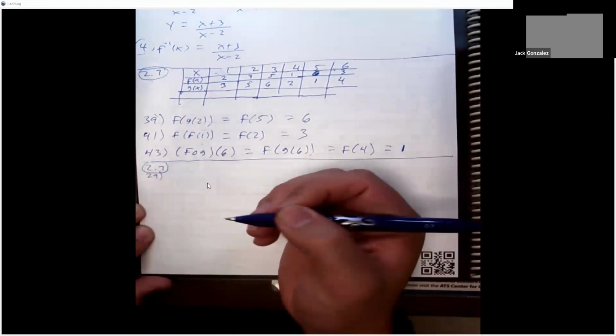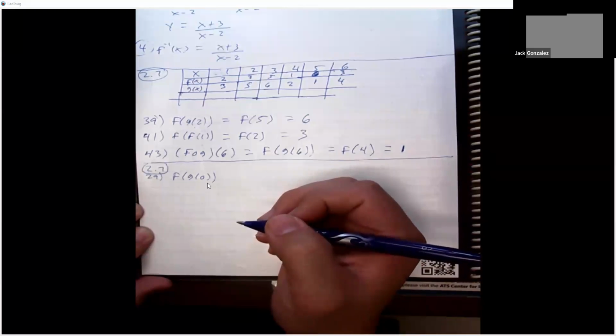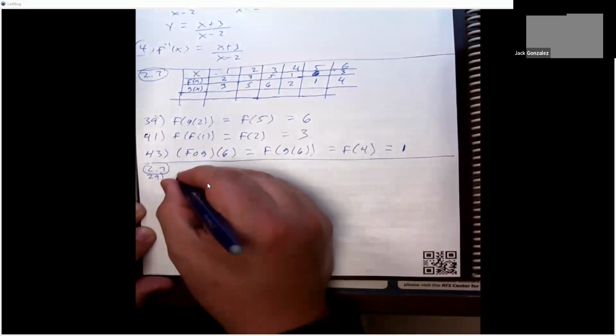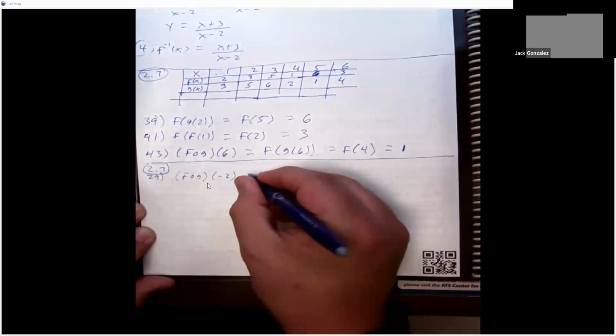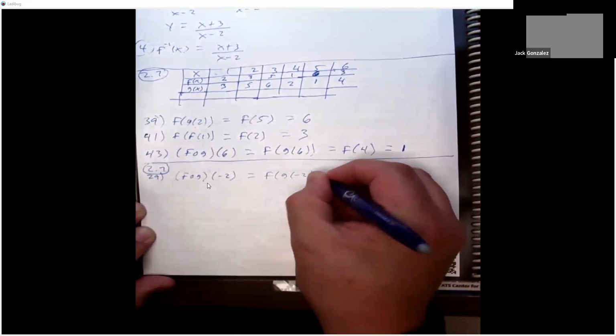Still 2-7. 29 says find F of G of 0, right? Oh, I'm sorry. Yeah, I looked at 27. So they say F of G of -2, right? So that means F of G of -2.